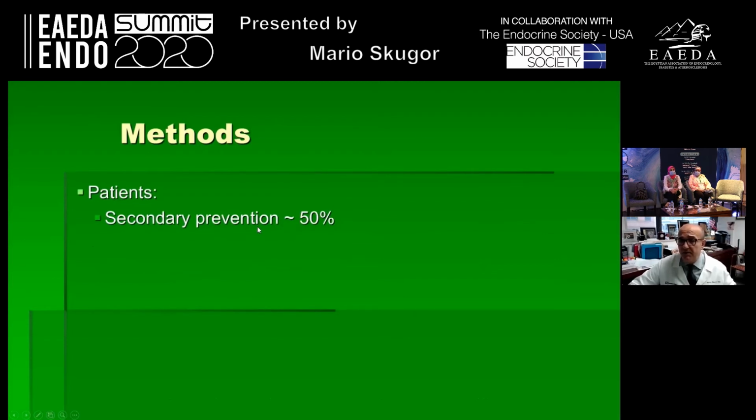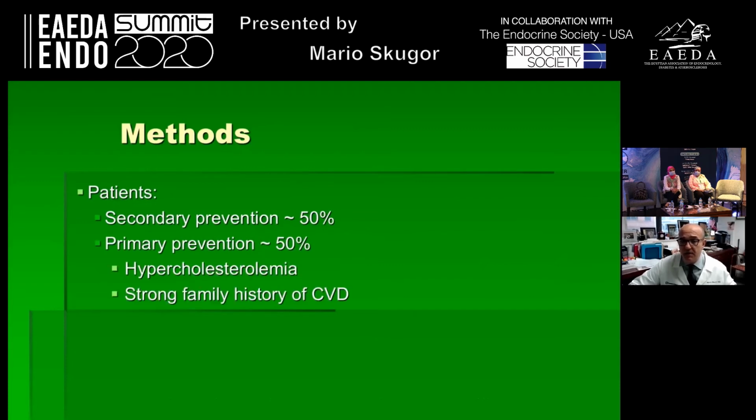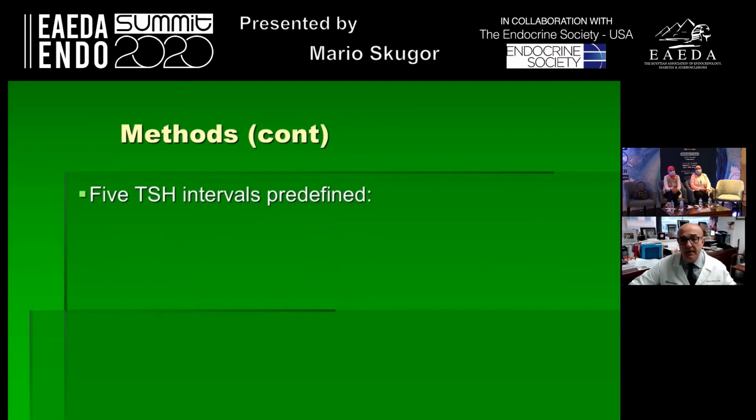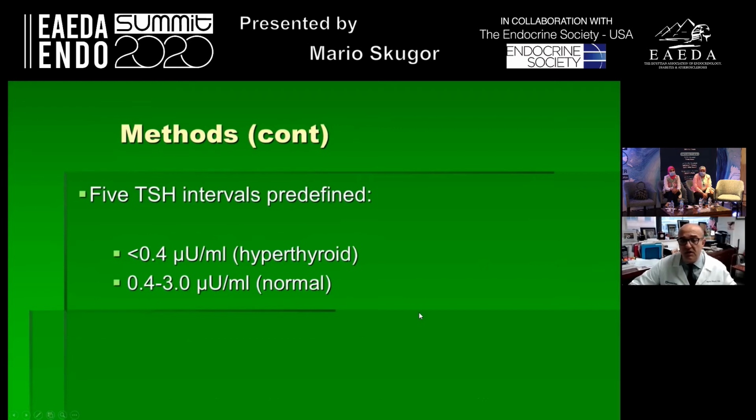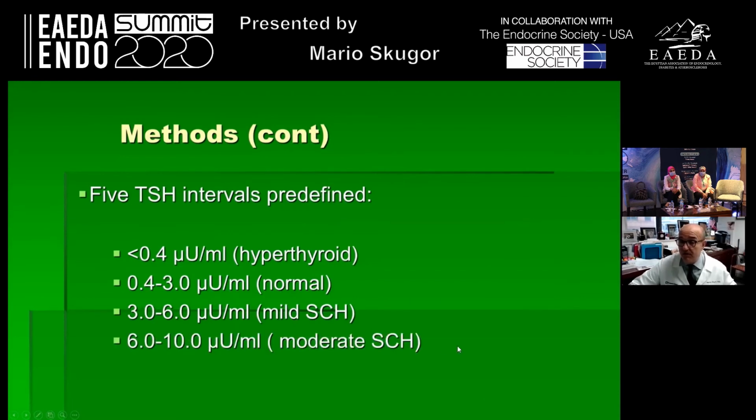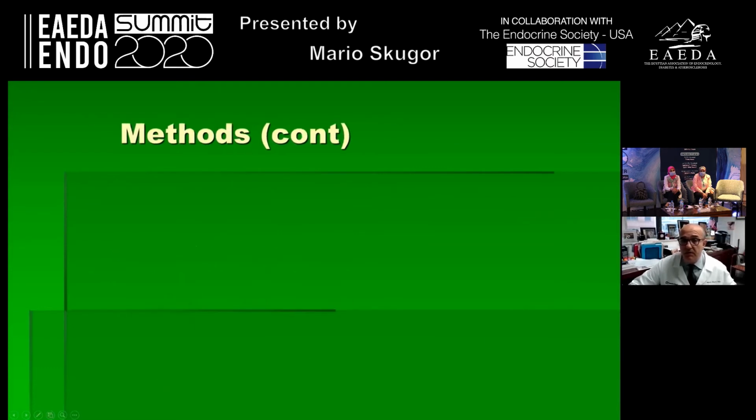Half of them were in secondary prevention, so they already had a cardiovascular disease, and about half were in primary prevention with high risk: hypercholesterolemia, strong family history, and so on. All the cardiovascular risk factors were aggressively treated in these patients, and we looked to see if there was a TSH effect on their mortality. We divided them into those who were subclinically hyperthyroid, less than 0.4 TSH, 0.4 to 3, which we consider normal, over 3 to 6, which we call mild subclinical hypothyroidism, 6 to 10, moderate subclinical hypothyroidism, and then more than 10 TSH, which we consider fully hypothyroid.